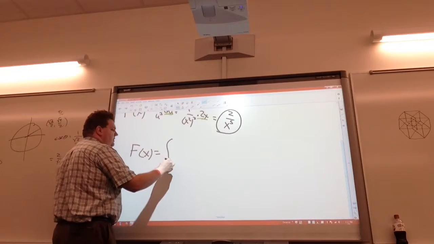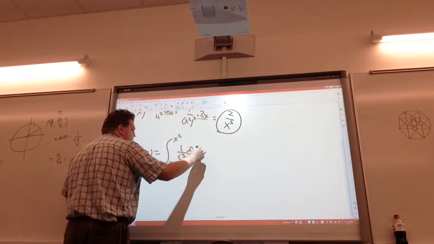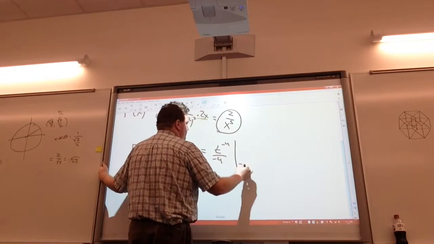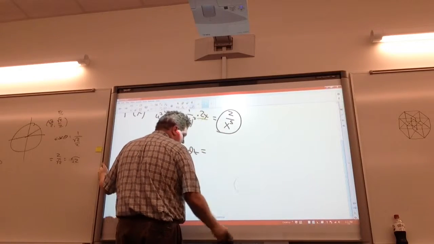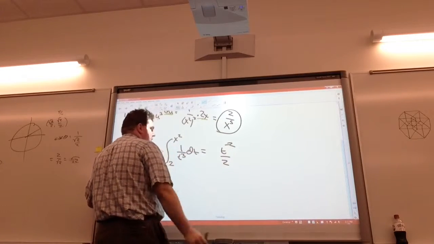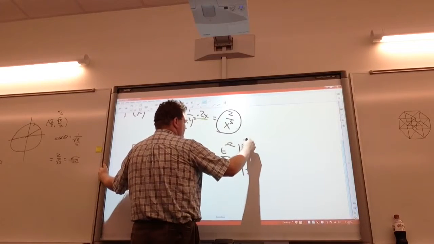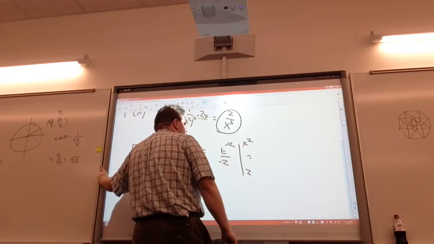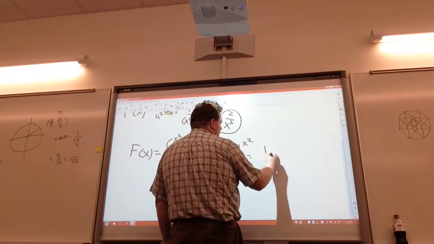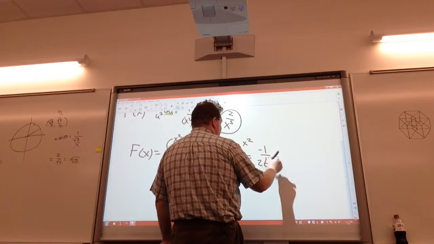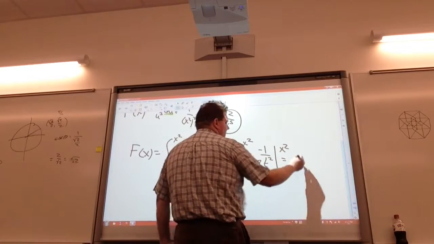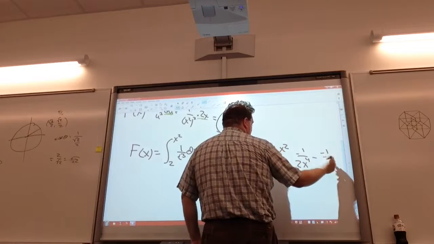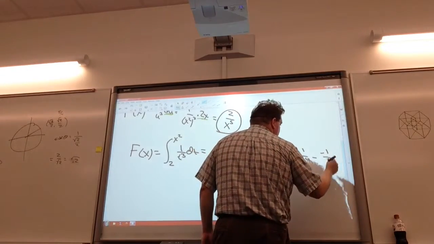F of x is equal to the integral from 2 to x squared of 1 over t cubed dt, which would be t to the negative third, so it's t to the negative fourth over negative 4 from 2 to x squared. Sorry, I'm being an idiot. It's t to the negative second over negative 2, from 2 to x squared. We work this out and rewrite it as negative 1 over 2t squared from 2 to x squared. That gives me negative 1 over 2x to the 4th minus negative 1 over 8.